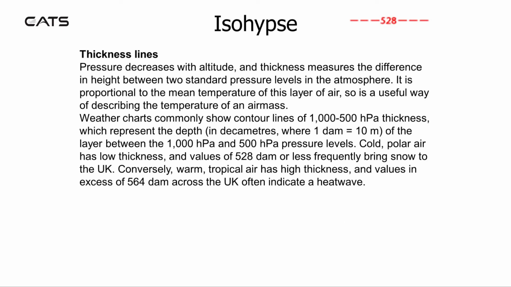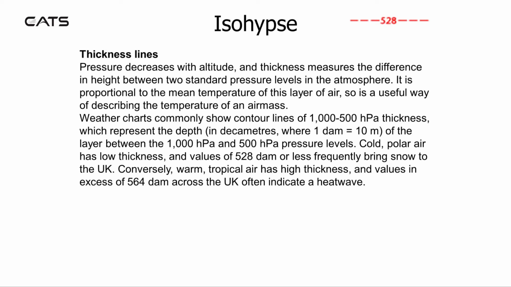Thickness lines. Pressure decreases with altitude and thickness measures the difference in height between two standard pressure levels in the atmosphere. It is proportional to the mean temperature of this layer of air, so is a useful way of describing the temperature of an air mass.